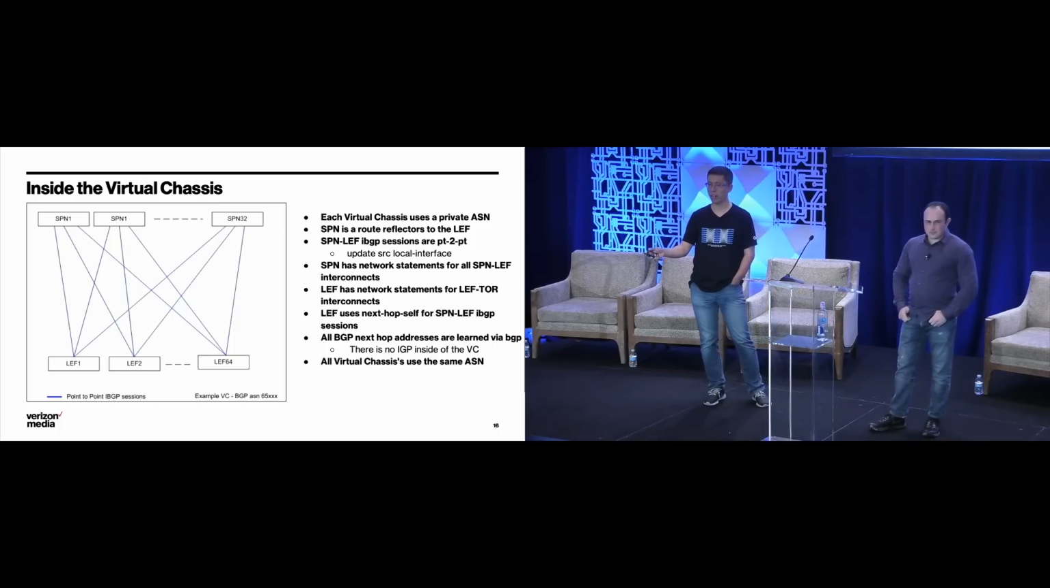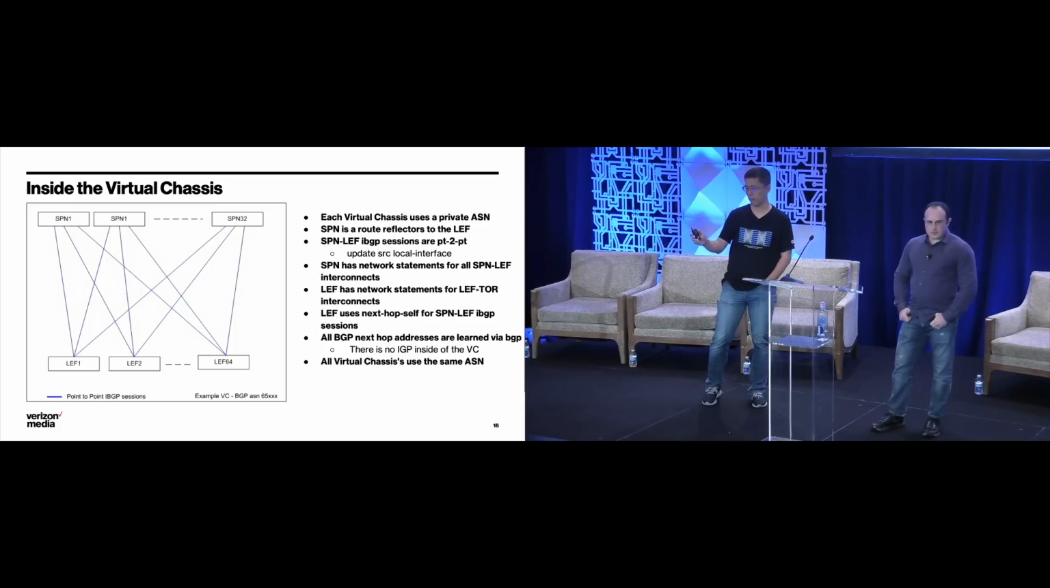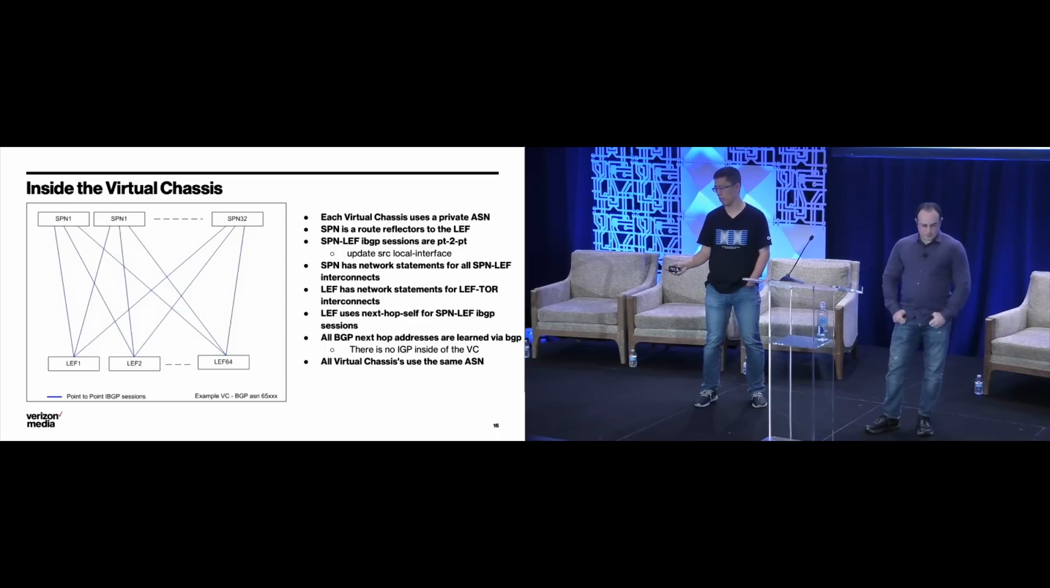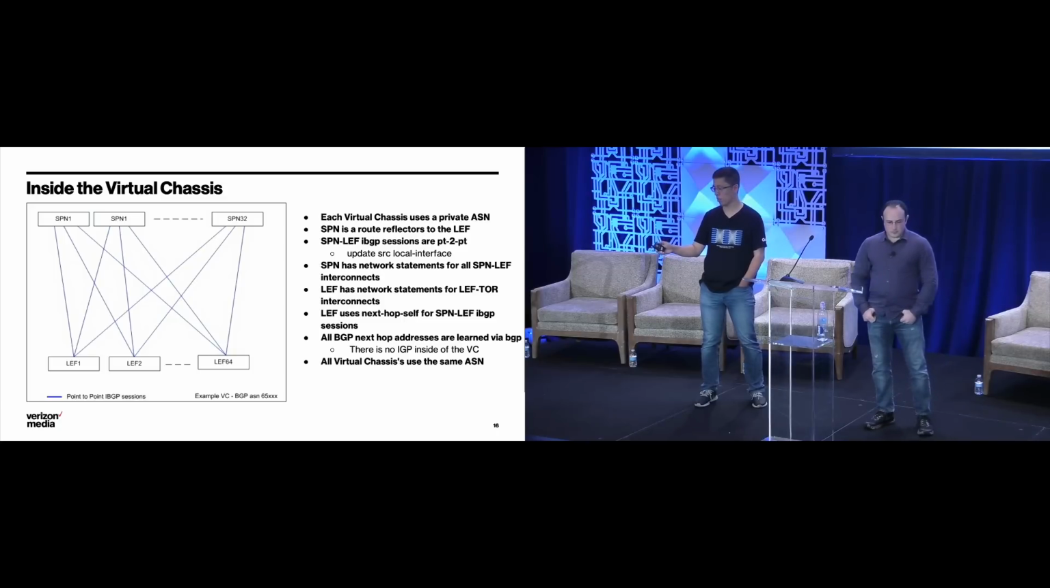Here's the zoom in of each of the VCs that I previously mentioned that only has one AS number, because we run IBGP internally in each of these VCs. Spines, in these cases, are route reflectors for the leaves. And spine-leaf IBGP sessions are point-to-point. So therefore, we are using update source with local interfaces.